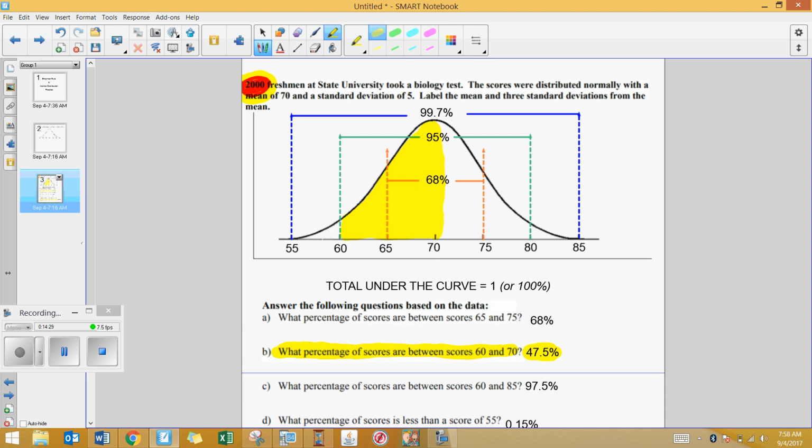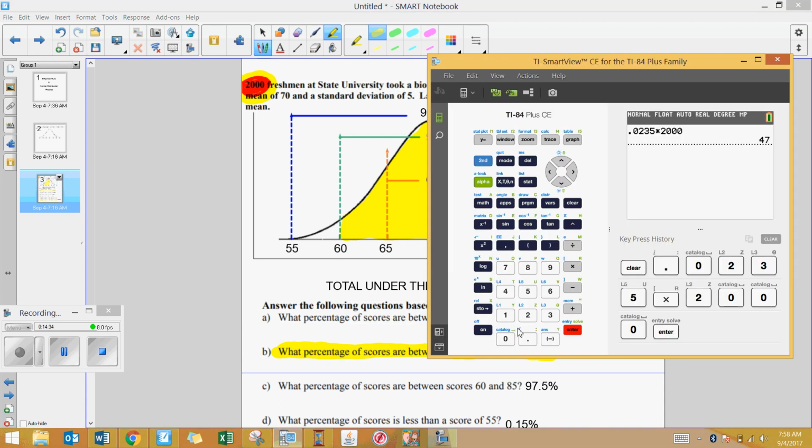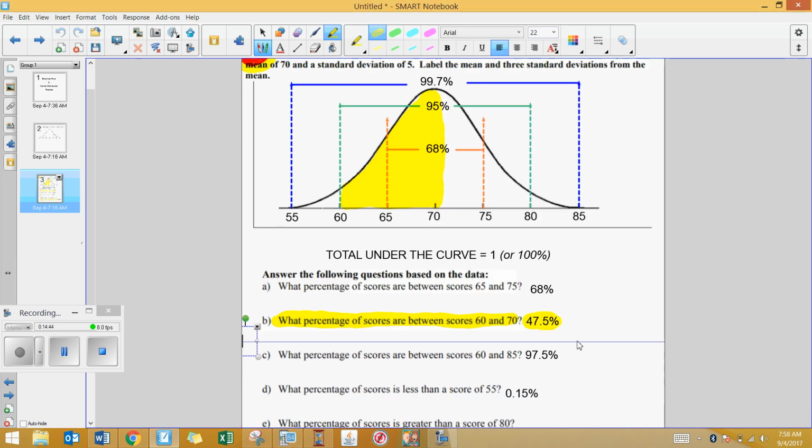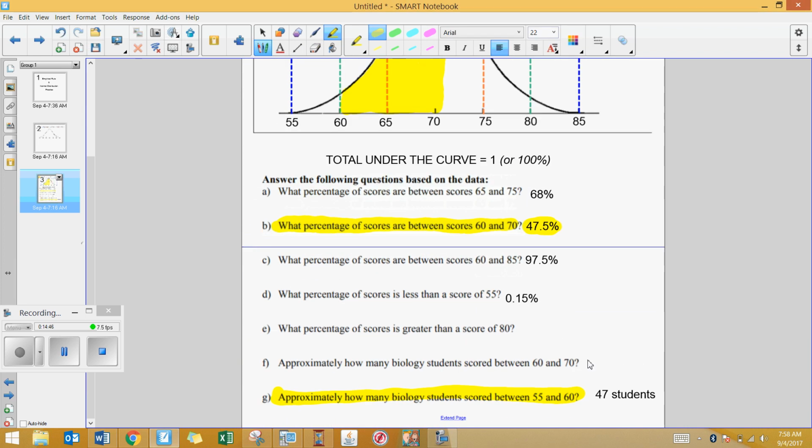Okay, again, that's just going to be multiplication. To find 47.5%, we'll do 0.475 times the total of 2,000. And that gives us 950 students. Okay, so that's our answer for part F. We are almost done with the front side of this. We've got one left to answer.